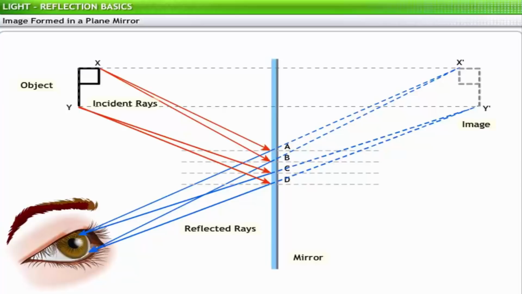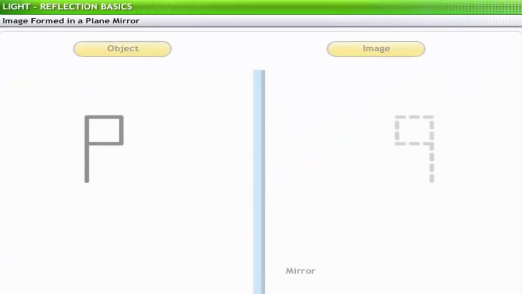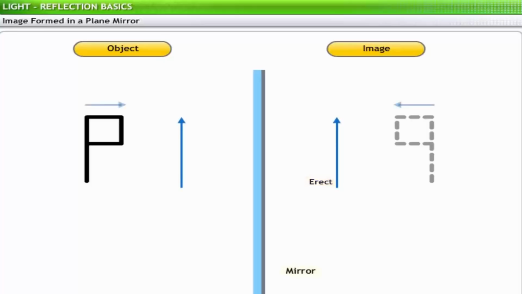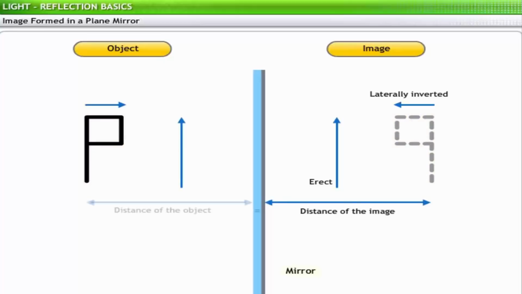Similarly, rays from all points on the object are incident on the mirror. All these divergent rays are extended beyond the mirror to form the complete image of the object. You will also notice that the image formed in this case is erect, laterally inverted, of the same size as that of the object, and the distance of the image from the mirror is equal to the distance of the object from the mirror. These are standard characteristics of images of objects formed in plane mirrors.